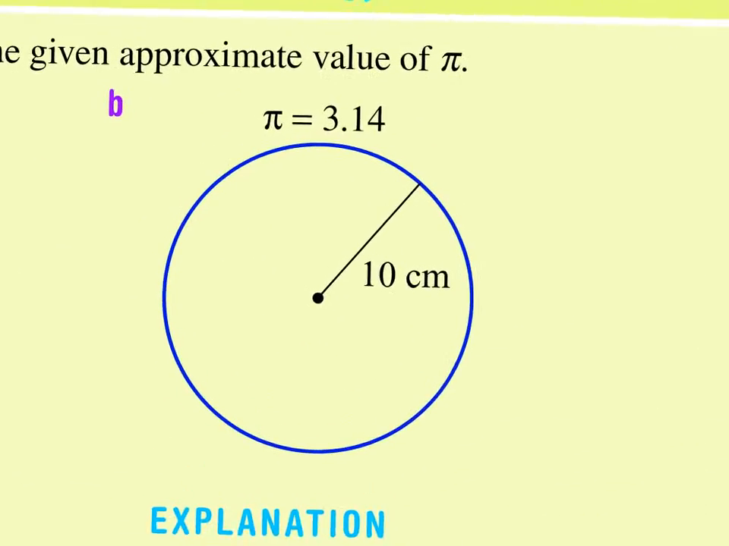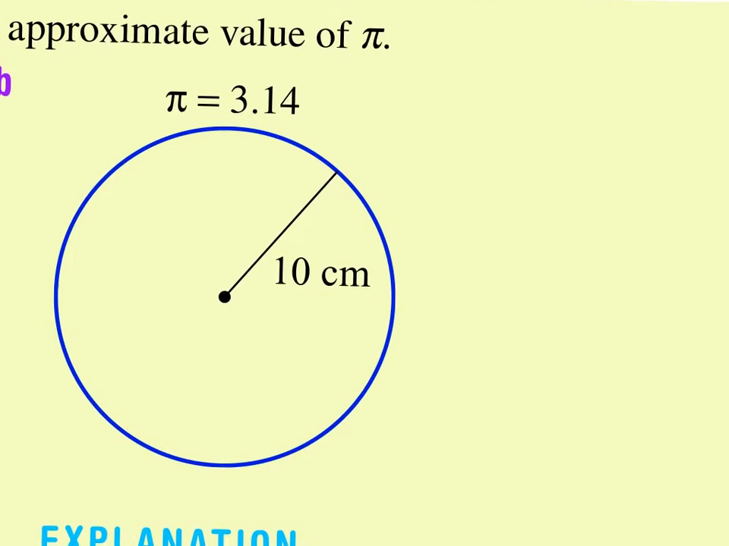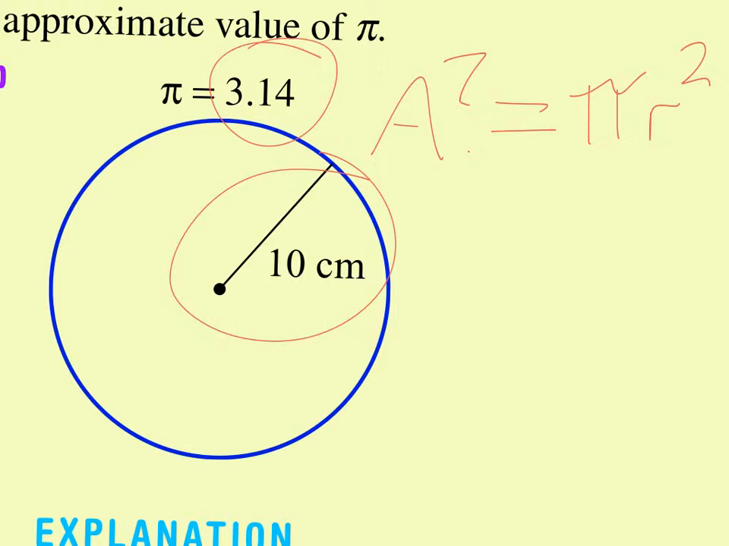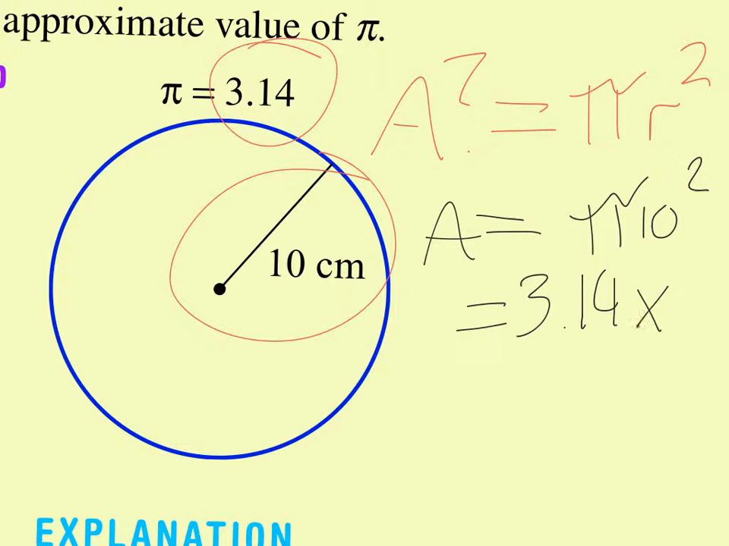So our next question here is pi. Find the area of this one. There you go. Area. We know that area equals pi r squared. We've got our r, we've got our pi, we're good to go. Area equals pi times 10 squared, which is essentially 3.14 times 10 squared. If we split this up, we would have 3.14 times, what's 10 times 10?